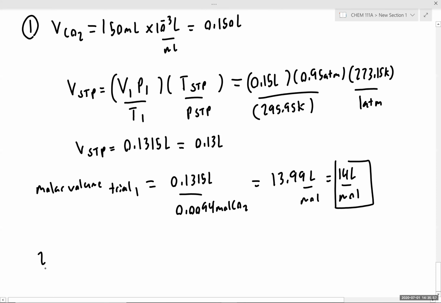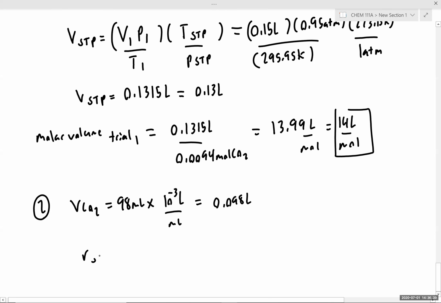Okay, let's do one more calculation. What was the volume of carbon dioxide collected for our second trial? 98 milliliters, which we in turn round to 0.098 liters.